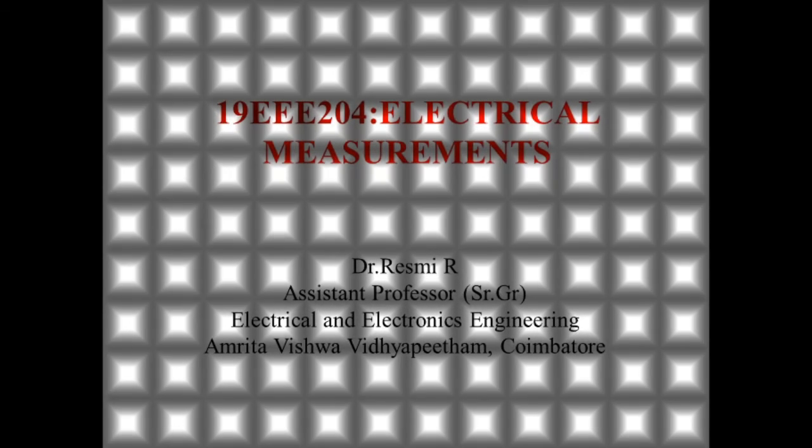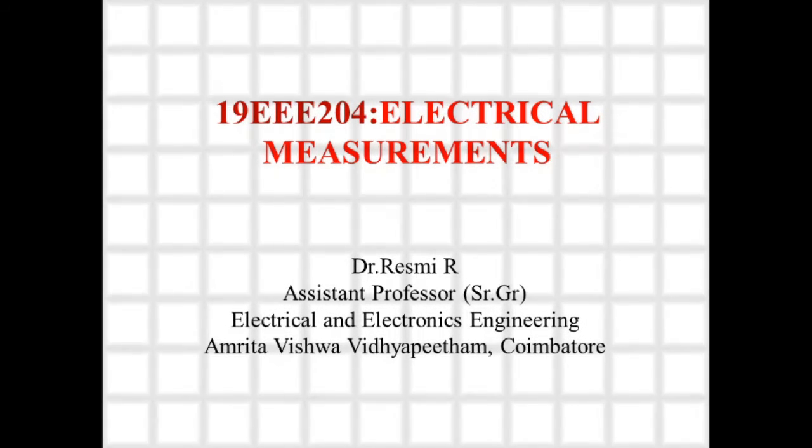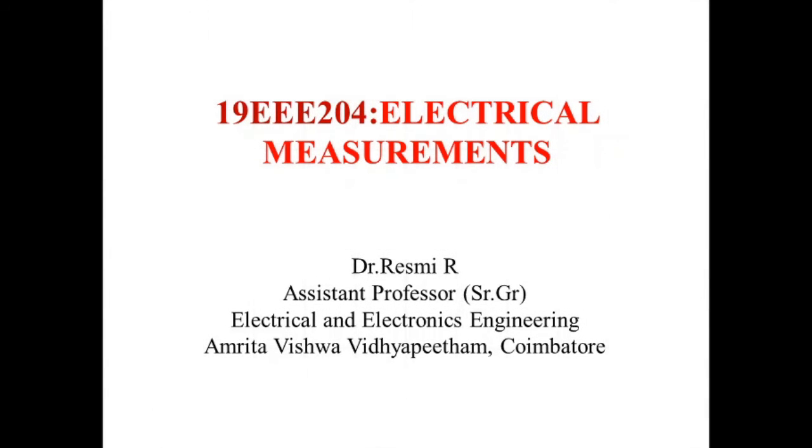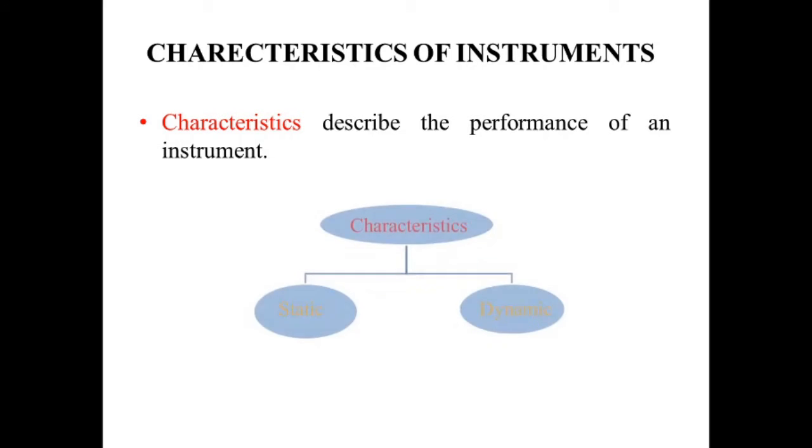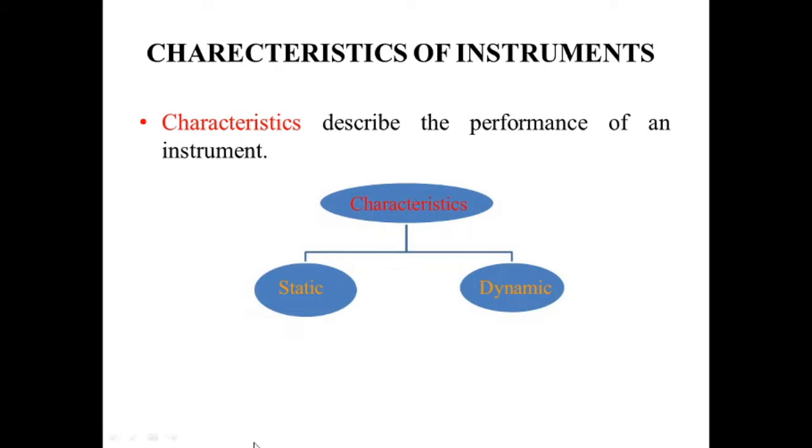In this lecture of electrical measurements, I'll be discussing the characteristics of measurements. So what is a characteristic? Characteristics describe the performance of an instrument. It allows the user to select the most suitable instrument for specific measuring jobs. There are two basic performance characteristics of measuring instruments: static characteristics and dynamic characteristics.